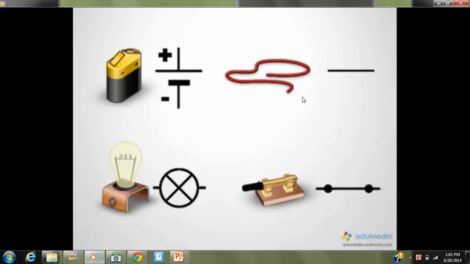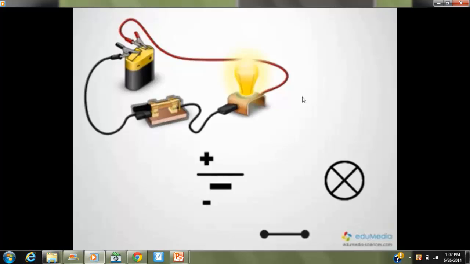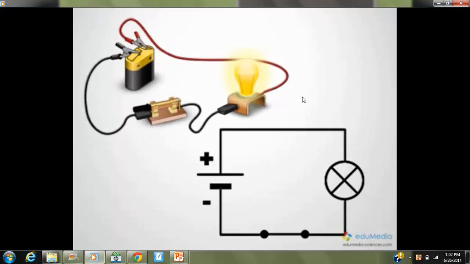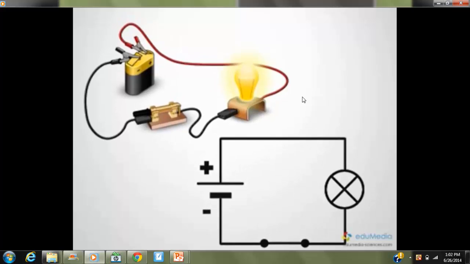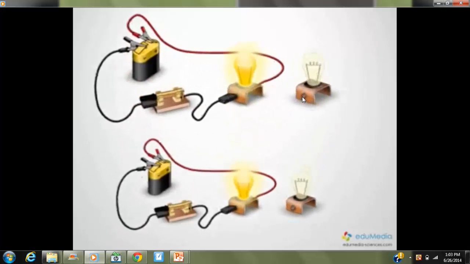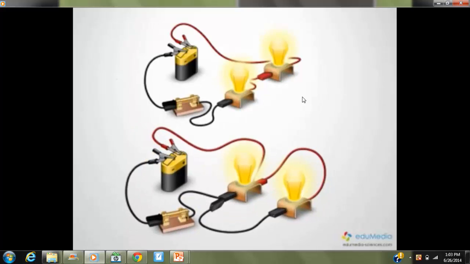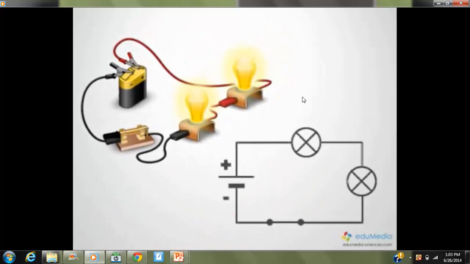To standardize the representation of electric circuits, a symbol is associated to each component. Here is the standard diagram of the circuit. Let's imagine now that we want to connect the second light bulb. We can put two light bulbs on the same branch, or we can put them on two separate branches. In the first case, say the light bulbs have been connected in series. They have one terminal in common, and the current that flows through the first light bulb is the same as the one flowing through the second one.